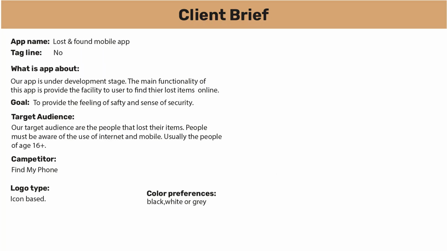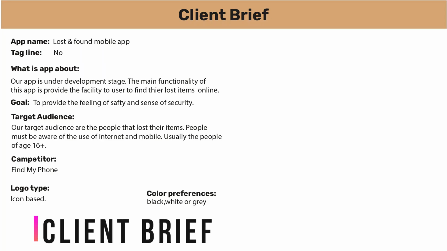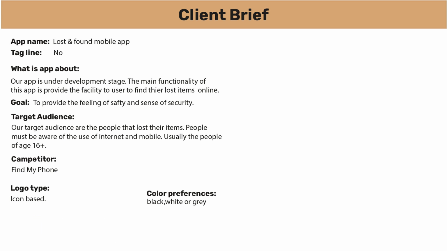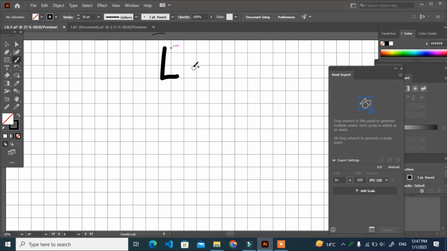Okay, so now look at the client brief. This app is about finding lost items. The target audience are usually the people who lost their items. The logo is going to be used as an icon, so we have to keep that in mind while designing it. And the client wants his logo to be in black, white or gray color. We have to keep that in mind also.